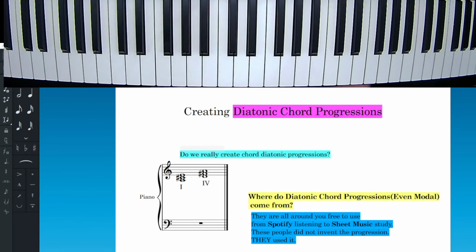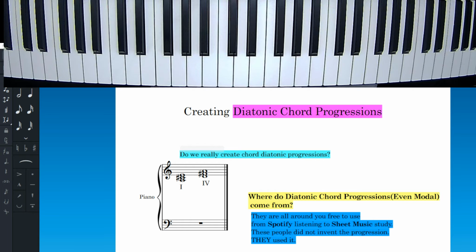So this is the question here: where do diatonic chord progressions come from? Even modal. They're all around you, free to use, from Spotify to sheet music that you're reading. These guys did not invent these progressions, they used them, especially in diatonic music. Just like John Williams used 1-4-5 chords as the basis for Jurassic Park. He didn't create a chord progression, he used one.